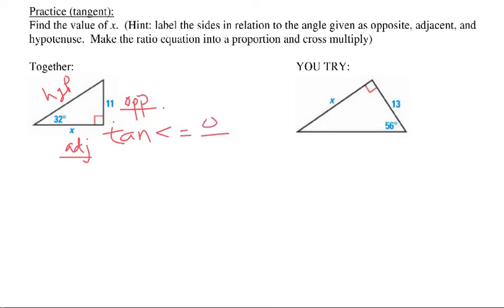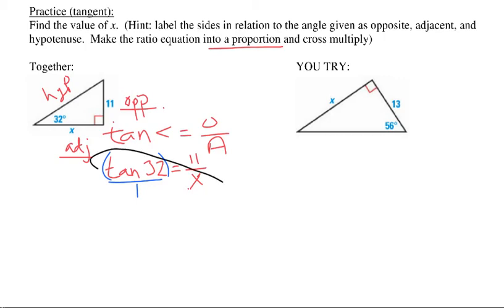So that means I'm going to have tangent of 32 degrees equals my opposite, so 11 over adjacent is my x. So this is where I say to make a proportion. What you want to do is put the tangent of 32, because that's really just a number itself in the calculator, over 1, and now we can cross multiply to solve this. So I'm going to take x times the tangent of 32, and then I'm going to take 1 times my 11, which ends up being just 11.